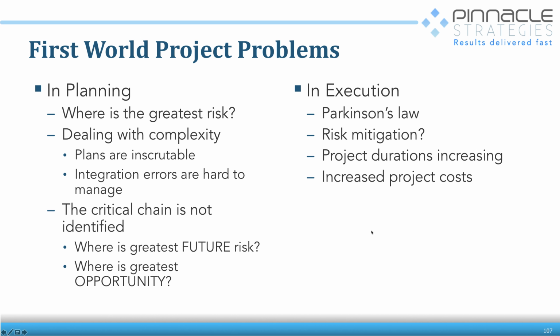So I call this a first world problem. If you are here, you definitely have first world problems, right? Because you're trying to figure out which projects have the greatest risk. How do I deal with the complexity? Because a project plan could have 3,000 items on it, right? And how do I manage the integration of the various projects across different work streams? And we don't know what the critical chain is, all right? We don't know where our future risk is. We know better.